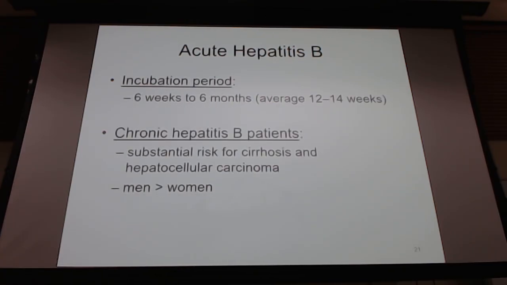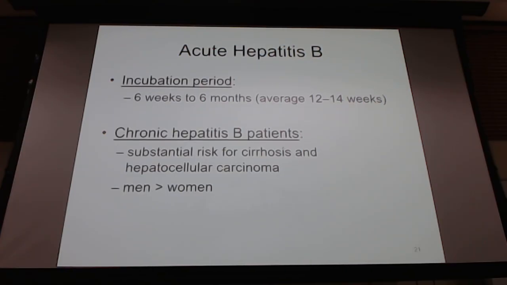So incubation period, this is crazy. Anywhere from 6 weeks all the way to 6 months. That incubation period, that's that viral replication period. So substantial risk for cirrhosis and hepatocellular carcinoma. That's why we get worried about these. Much like alcohol does the same thing, hepatitis B does it as well.